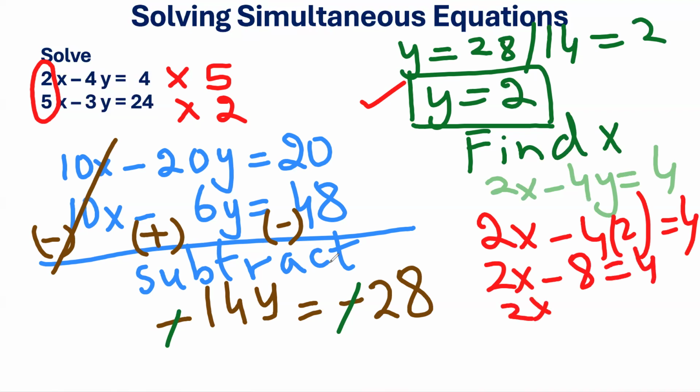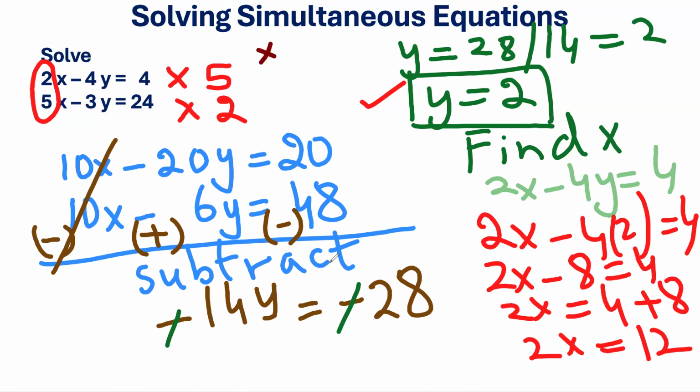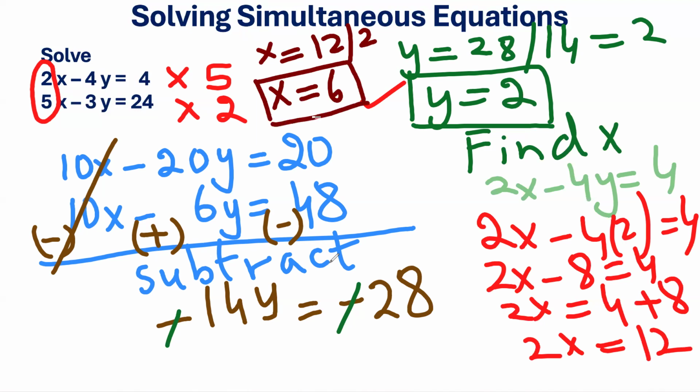2x minus 8 is equal to 4. 8 can be shifted to the other side. It will become plus 8. So 2x is equal to 12. From here you can find x. X is equal to 12 divided by 2. 12 divided by 2 is 6. 2 6s are 12. So you are done with it. The answer is 6, 2. 6, 2 is the answer.